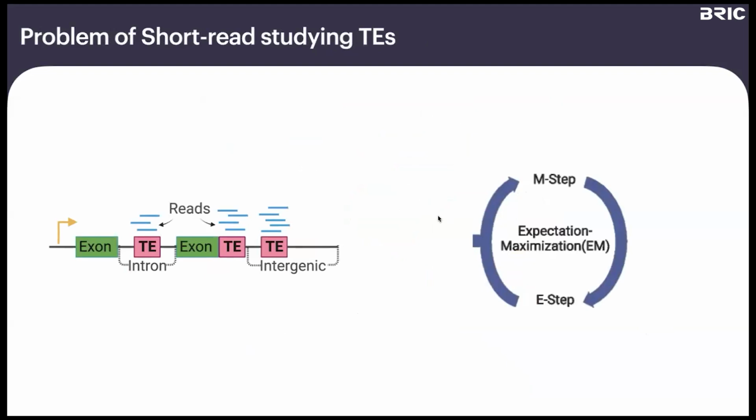However, one of the major challenges of this study is their repetitive nature. Because TEs are genomic units with very repetitive segments, this creates significant difficulties, especially when you use short-read RNA sequencing data. Because the read lengths are short, many reads happen to map to multiple locations across the human genome, and these are referred to as multi-mapped reads.